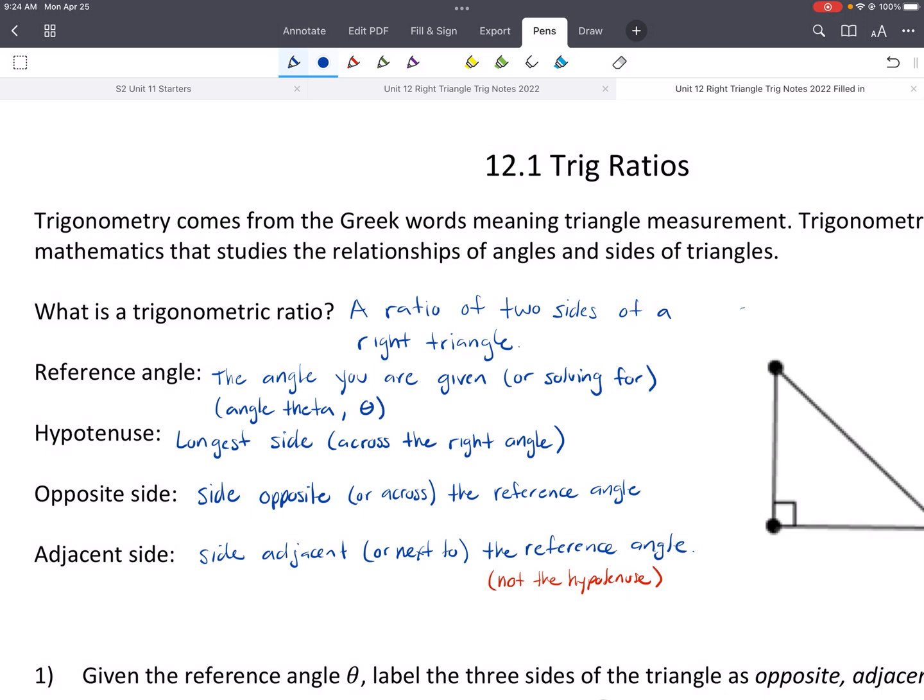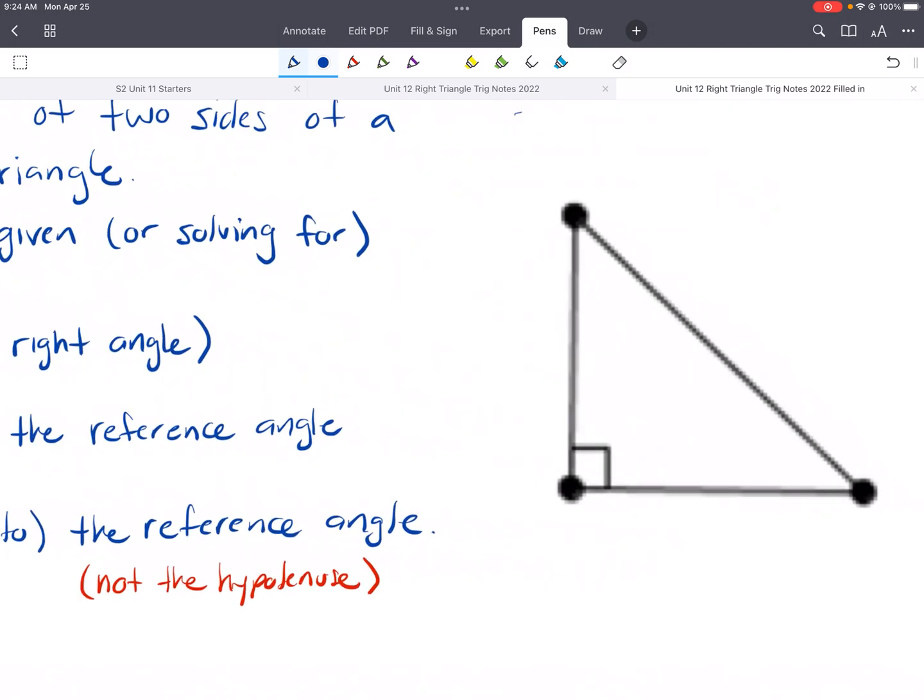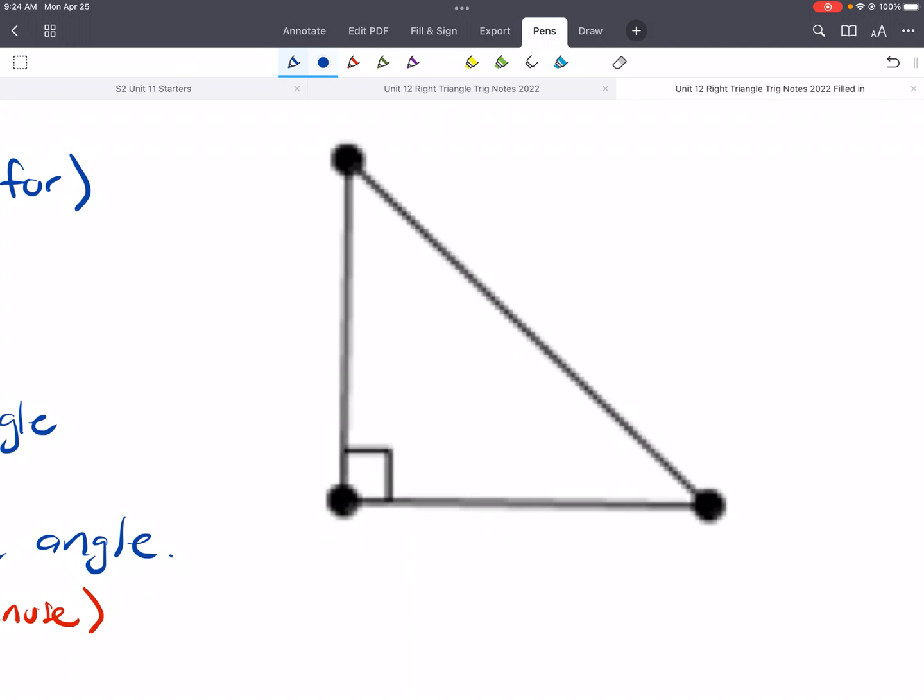Okay, but before we get into that, let's talk about what we're covering today, which is trig ratios. So what is a trig ratio or a trigonometric ratio? It is just the ratio of two sides of a right triangle. So looking at a triangle, we have three sides. If we just come up with some numbers, maybe like 3, 4, and 5, that's kind of a special triangle.